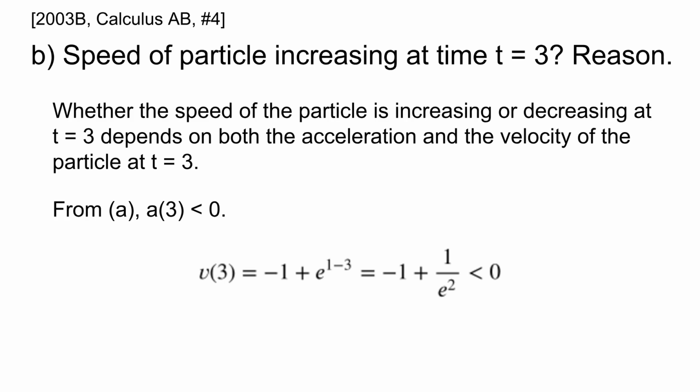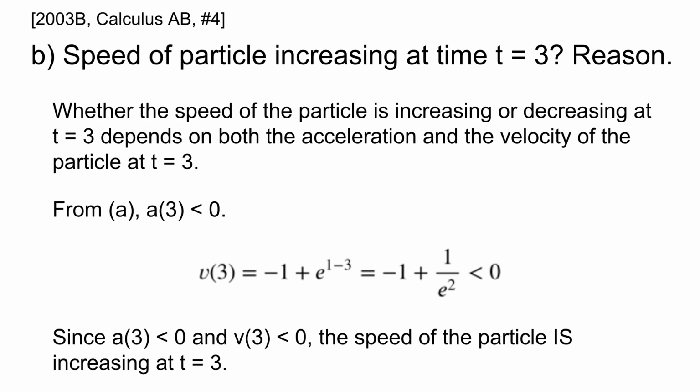So what we need to determine is the velocity at t equals 3, which is negative 1 plus e to the 1 minus 3, which is negative 1 plus 1 over e squared, which is also going to be negative since 1 over e squared is less than 1. Since we've concluded that the acceleration at t equals 3 is negative and the velocity at t equals 3 is negative, the speed of the particle is increasing at time t equals 3.